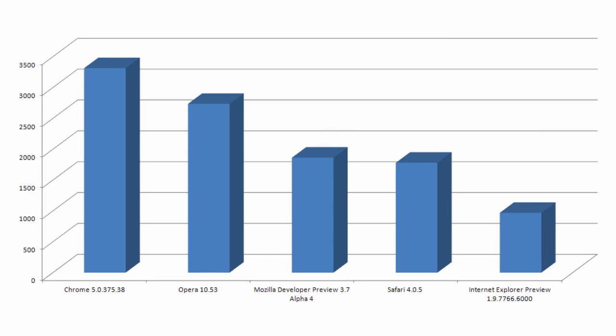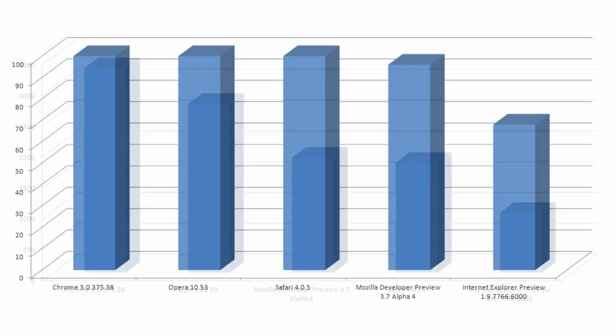Next came the Peacekeeper benchmark. Peacekeeper is a great overall browser test that covers a wide variety of tests. And again, Chrome came out on top by a considerable margin, notching the impressive score of over 3,300. Opera came next with a still decent score of 2,736, with Firefox, Safari, and Internet Explorer following behind.